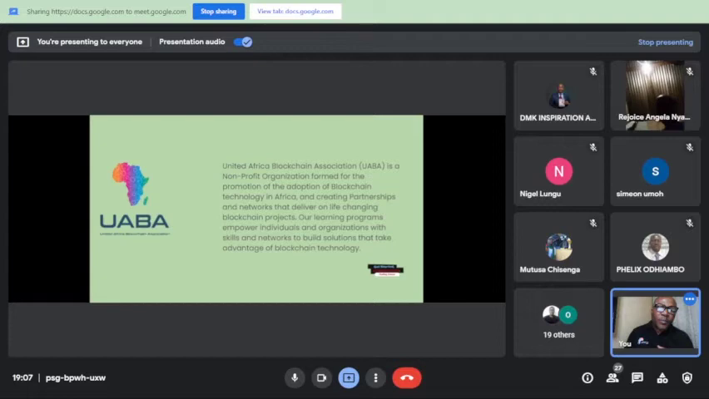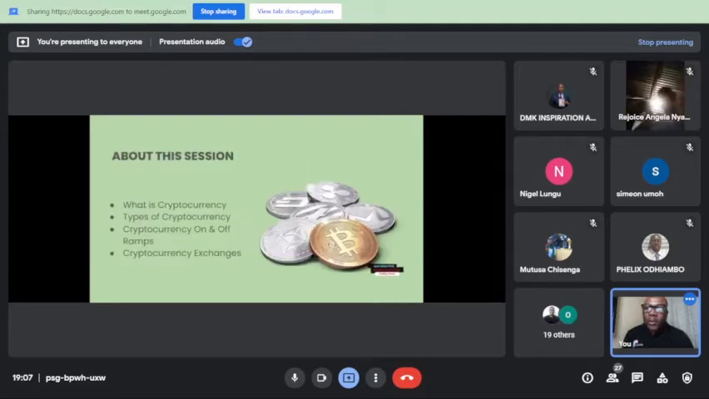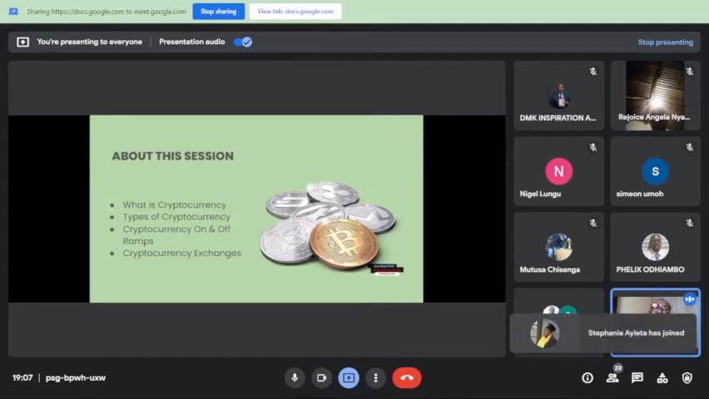Now let's get into what today's lesson holds for us. Today we'll learn about cryptocurrencies, types of cryptocurrencies, what are known as on and off ramps in cryptocurrency, and cryptocurrency exchanges. Basically, these things are going to be important for you, especially as you dabble into cryptocurrency and so dabble into trading.